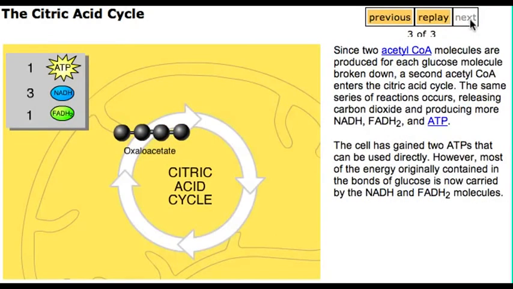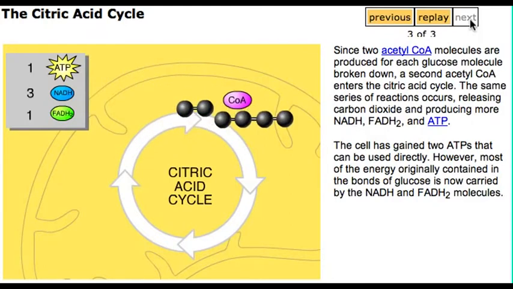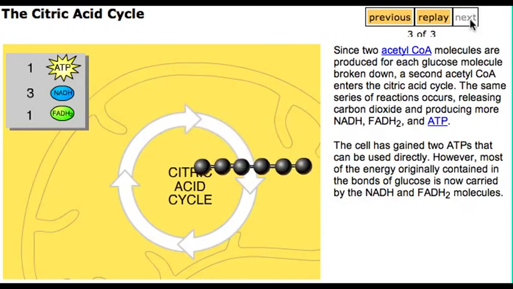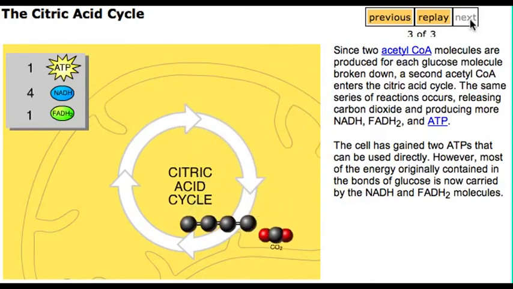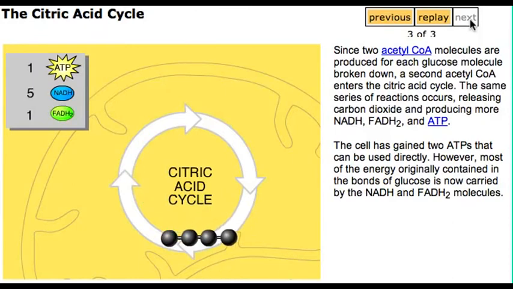Since 2 acetyl-CoA molecules are produced for each glucose molecule broken down, a second acetyl-CoA enters the citric acid cycle. The same series of reactions occurs, releasing carbon dioxide and producing more NADH, FADH2, and ATP. The cell has gained 2 ATPs that can be used directly. However, most of the energy originally contained in the bonds of glucose is now carried by the NADH and FADH2 molecules.